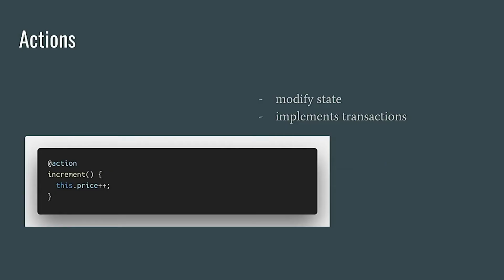And under the hood, actions in MobX implement something called transactions, which means that even if we change the price state multiple times in this increment action, only the last change will be presented out, which is great for performance.